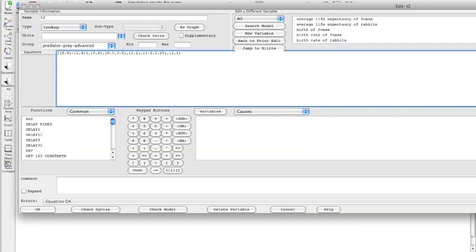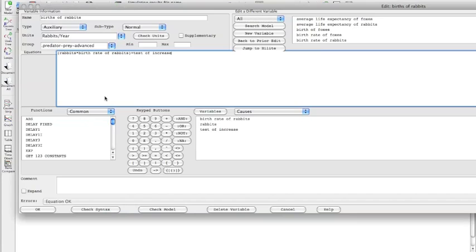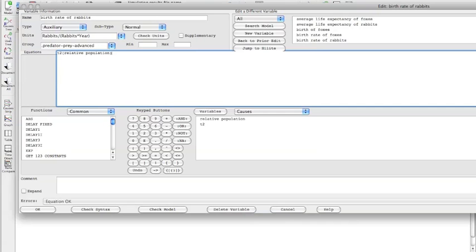Now the units of this, of course, if you go back to the birth rate of rabbits, are in rabbits per year. So if you look up the table, that's going to allow you to calculate the birth rate of rabbits, and the birth rate of rabbits feeds into the birth of the rabbits.